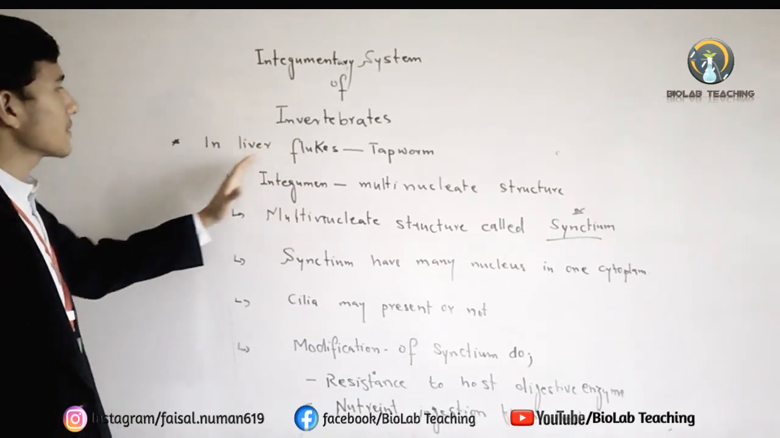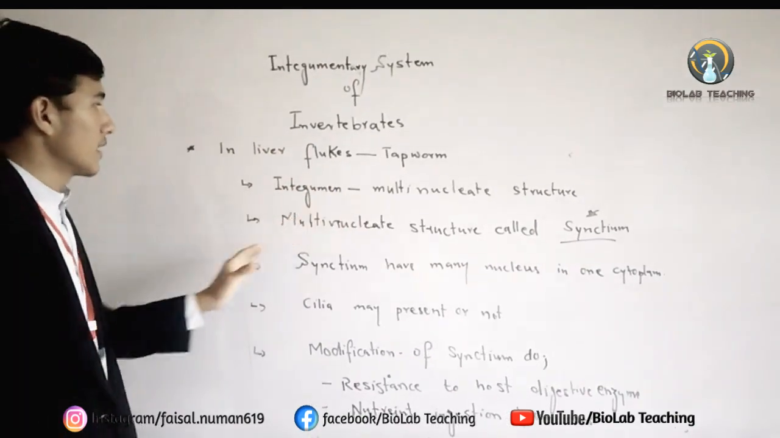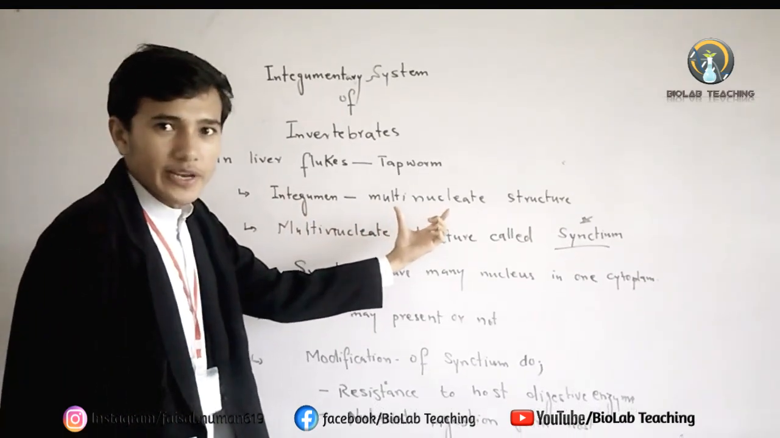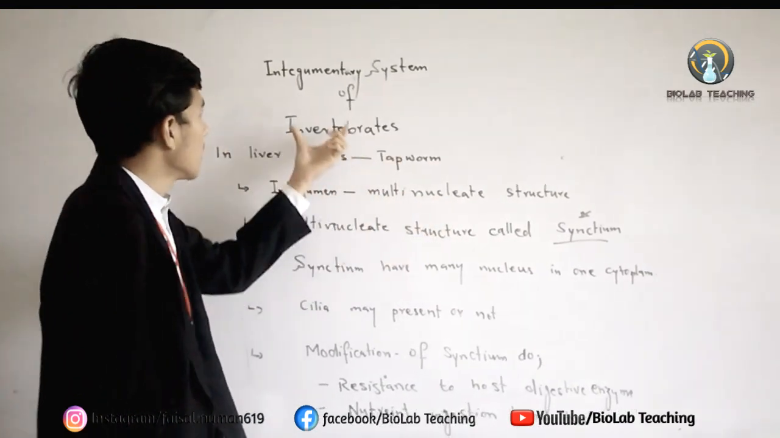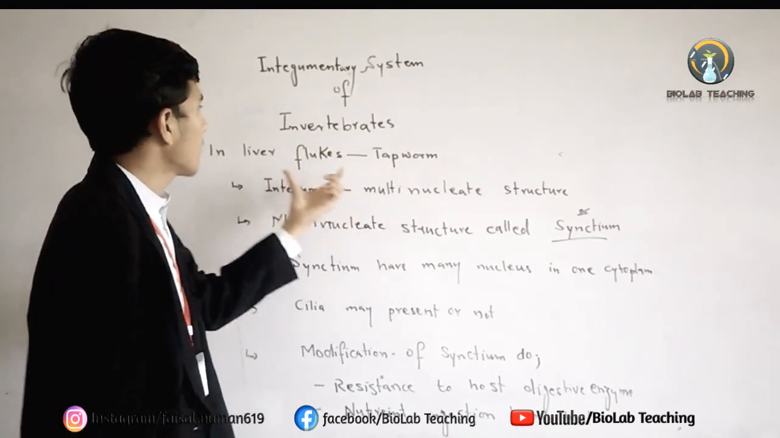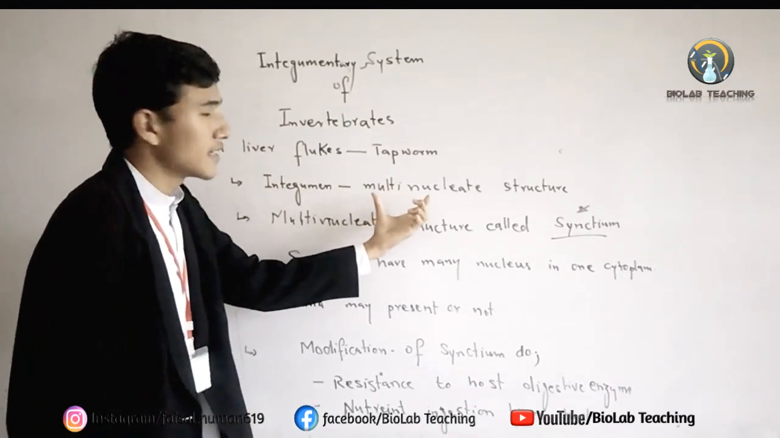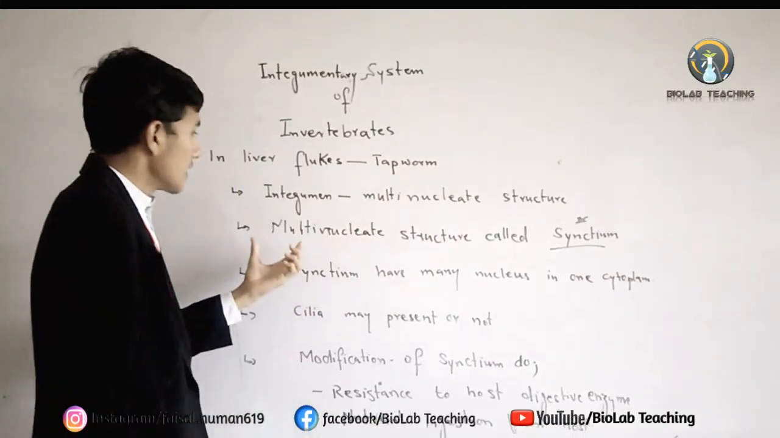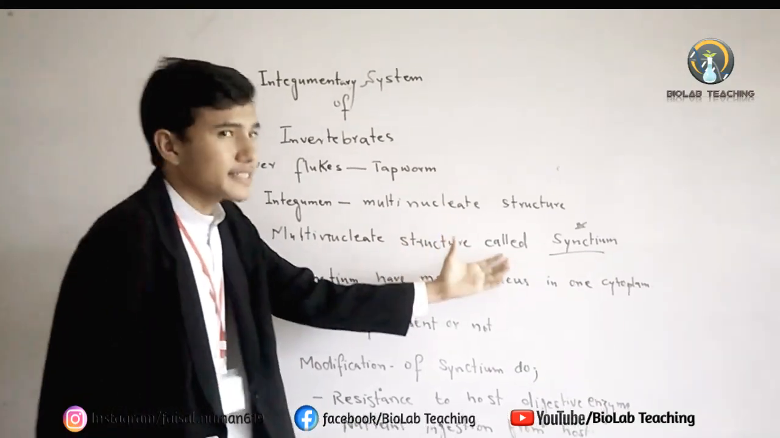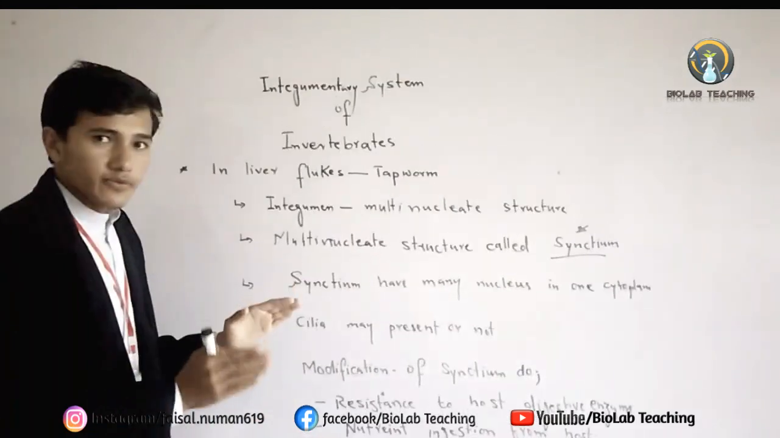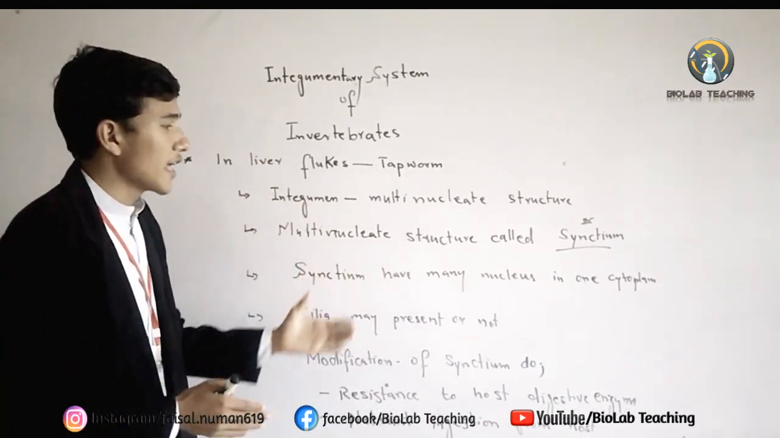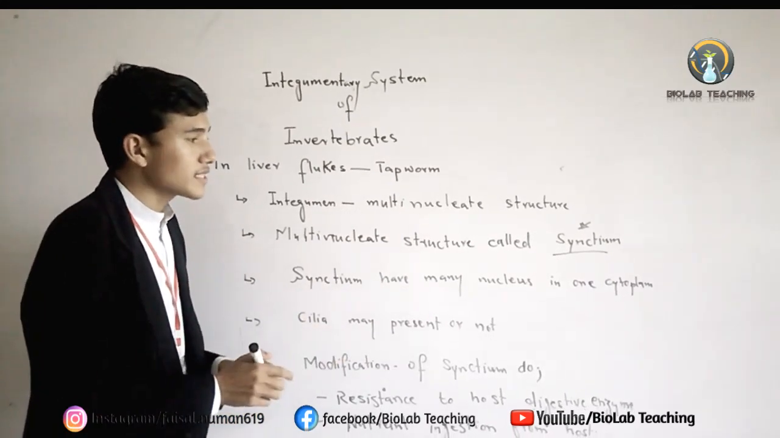The integumentary system in neodermata, meaning the tapeworm: in a tapeworm, the integument acts as a multinucleated structure. This means the integumentary system of the tapeworm is made from a multinucleated structure. The multinucleated structure is called syncytium. The syncytium present in a tapeworm has many nuclei in one cytoplasm.